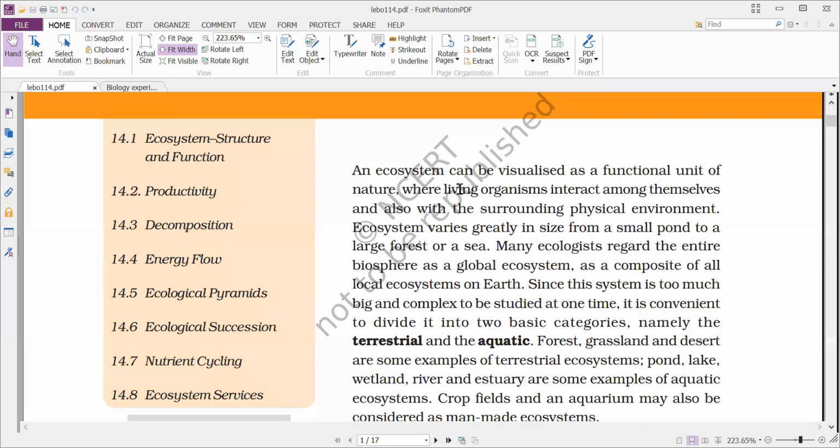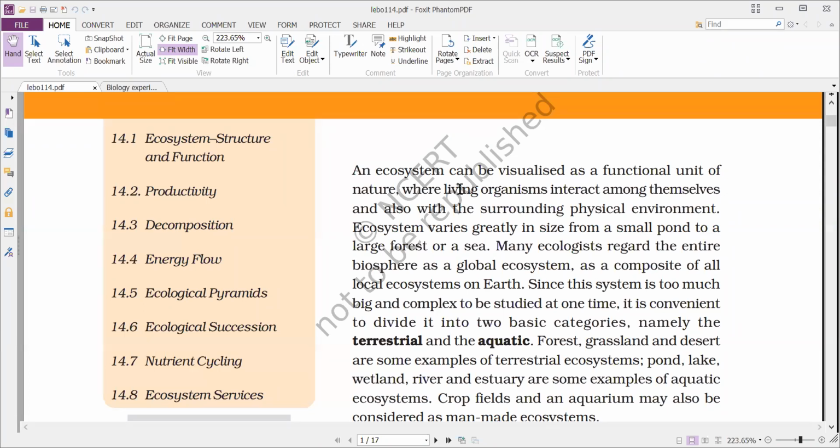In the same manner, on the earth, the ecosystem is considered as a structural and functional unit of nature, where living organisms interact among themselves and also with the surrounding physical environment. So that means in a place, if you take any place, in that place we'll find different types of organisms.